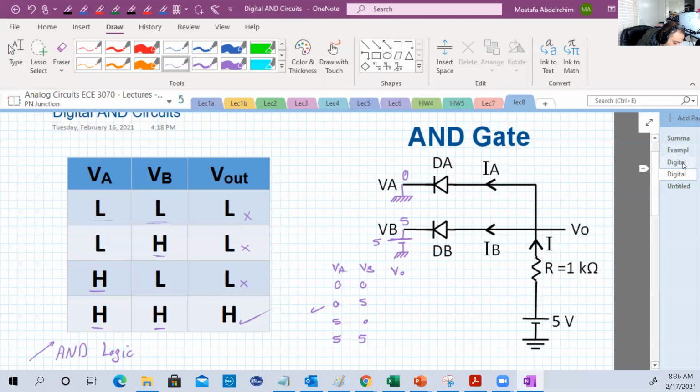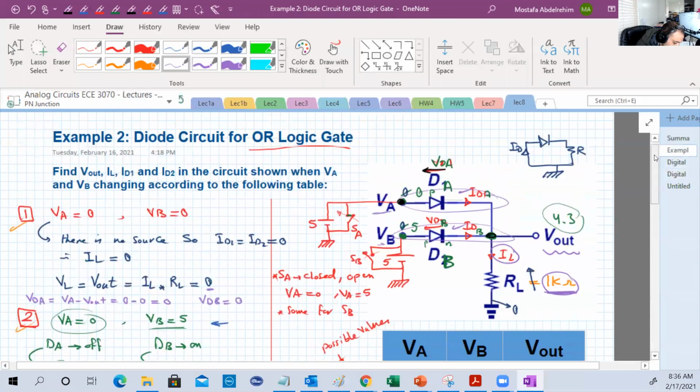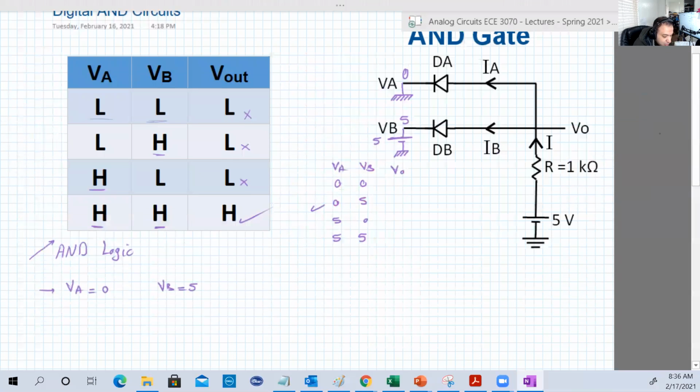Let's check the OR, so look at the OR here. They are opposite sides. Okay, and we have also here a 5 volt battery. This can be drawn, and if you search for it on Google, you will find it drawn in such a way.